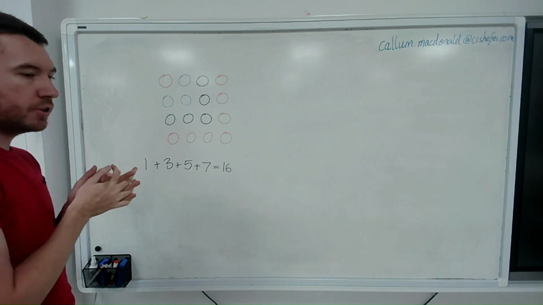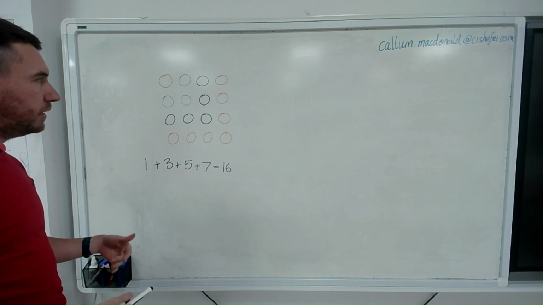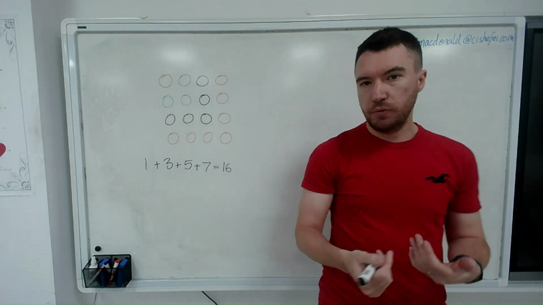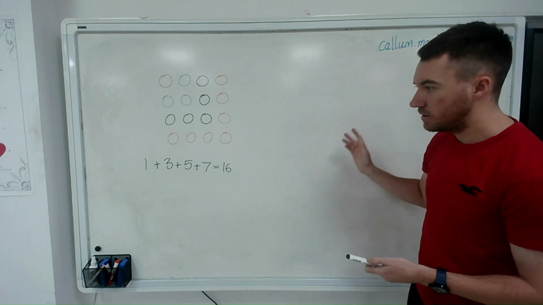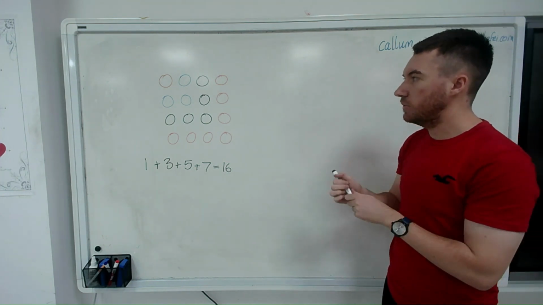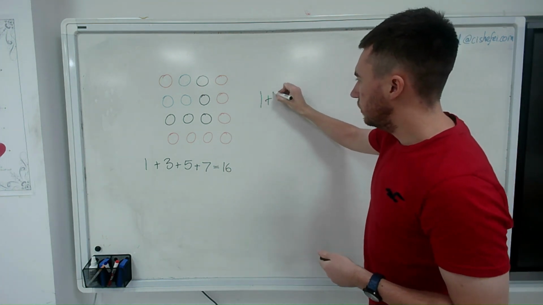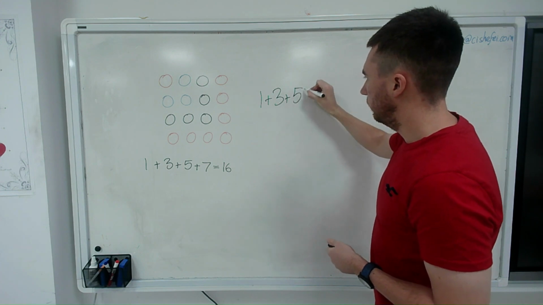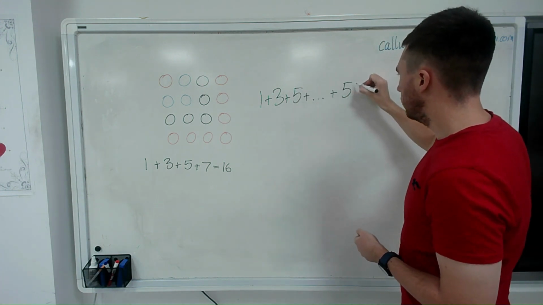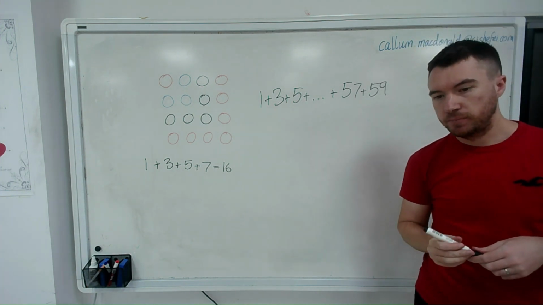Okay, so the first part of the question says, if we can find a pattern here, can we work out what is the sum of the first 30 consecutive odd numbers? Now, it's not necessary to write it, but if we were to write it, the question would look like this. 57, 15. What's the answer to that question?